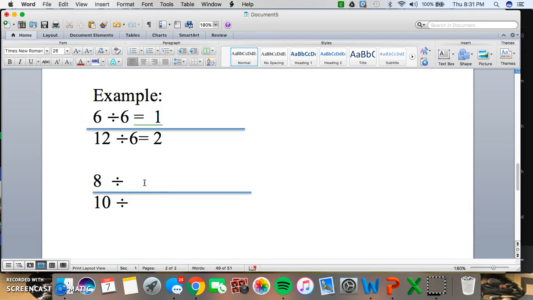Well, we know that 8 and 10 are both even numbers, so they can both divide by 2. There's nothing else that it can divide by, so we know we can divide both 8 and 10 by 2. We have to do the same thing to the numerator as we do to the denominator. So 8 divided by 2 equals 4, and 10 divided by 2 equals 5. So 8/10 simplified to lowest terms or simplest form is 4/5.